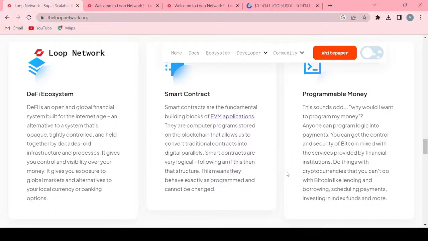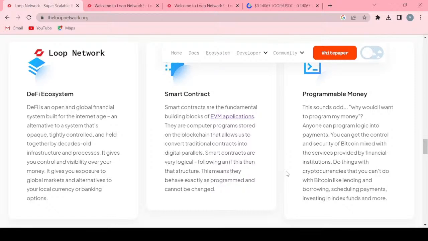It is built for an internet age, an alternative to a system that's opaque, tightly controlled, and held together by decades-old infrastructure and processes. It gives you control and visibility over your money. It gives you exposure to global markets and also alternatives to your local currency or banking options in this DeFi ecosystem on Loop network.